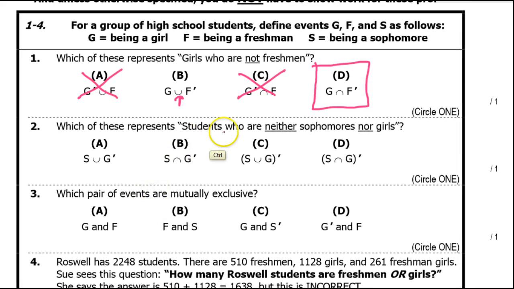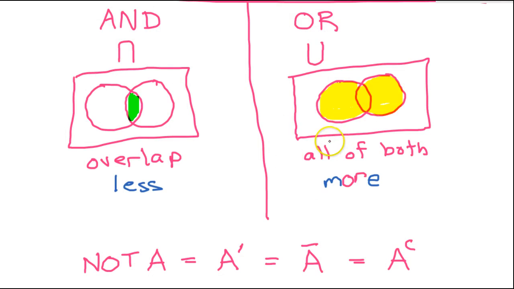Okay? Anyway, problem number 2. Which of these represents students who are neither sophomores nor girls? So if I had seen not sophomores or not girls, I would have picked that for sure, because it's got to be neither one, neither sophomores nor girls. Look at it this way, though. I think it'll be easier if we look at a Venn diagram. Maybe I need to draw a new one.